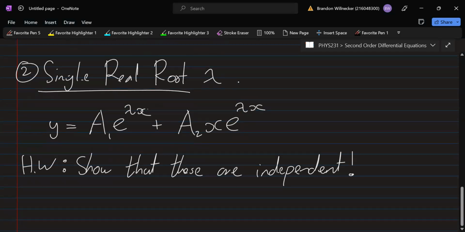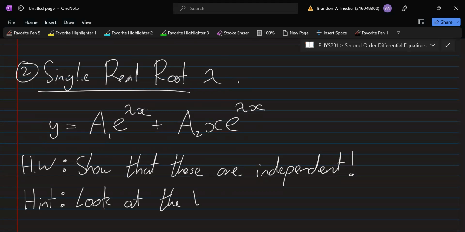If you're a bit stuck with that, I have a hint: look at the Wronskian. That's just a little hint to help you. We want to show that these two solutions are independent and that they span the solution space. If you're stuck, look up what the Wronskian is. That should help you out.